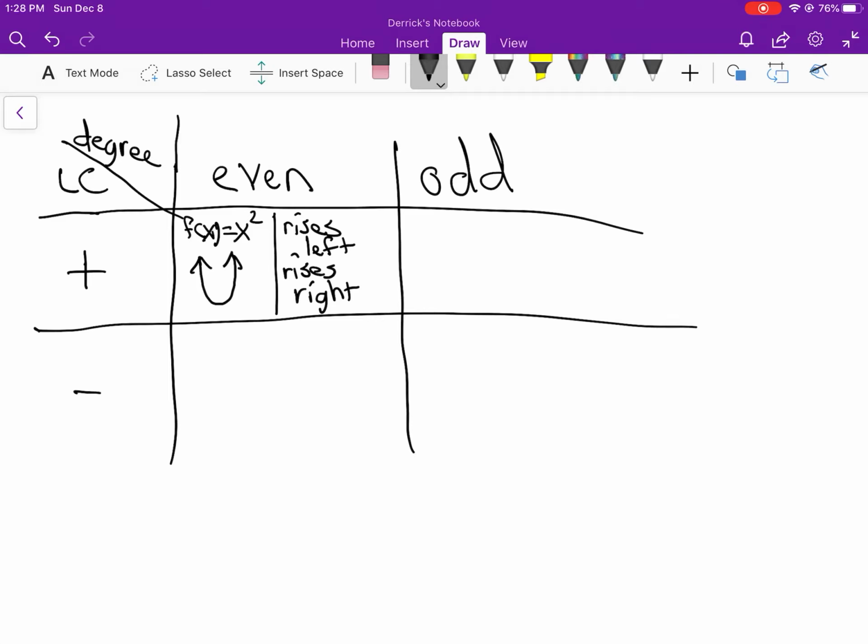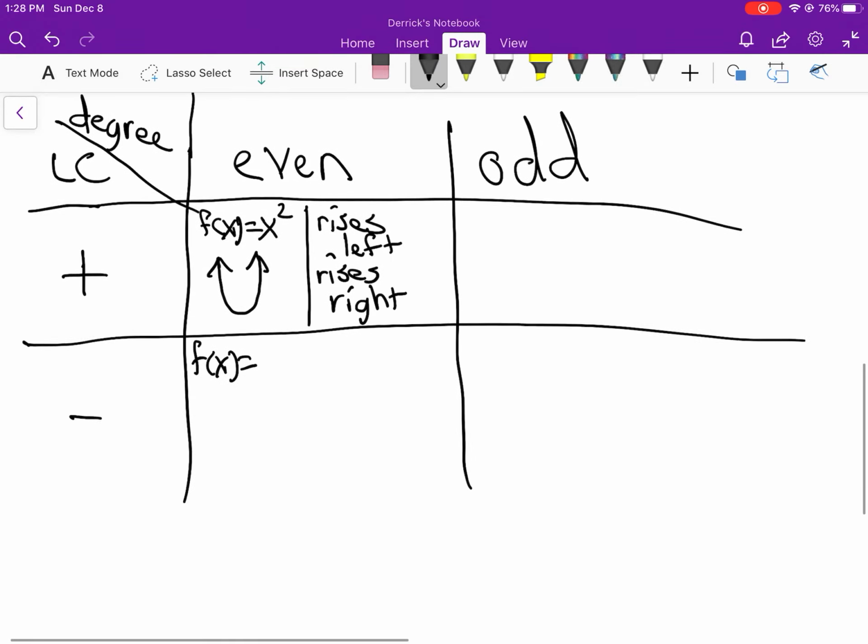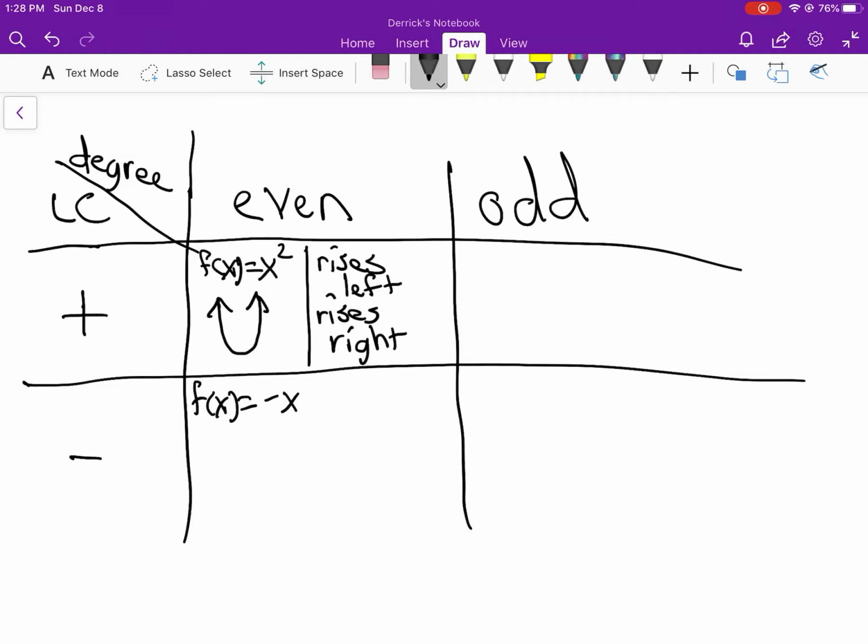On the other hand, if we talk about an even degree function that has a negative leading coefficient, the easiest one for that would probably be negative x squared, right? It's a 2 for the degree. 2 is the highest power because it's the only power, and we just have a negative 1 in front. Well, we know that that is just the upside down version, an upside down U. It's a hill instead of a valley. So anytime you have an even degree with a negative leading coefficient, it's going to fall left, going down, and it's going to fall right.